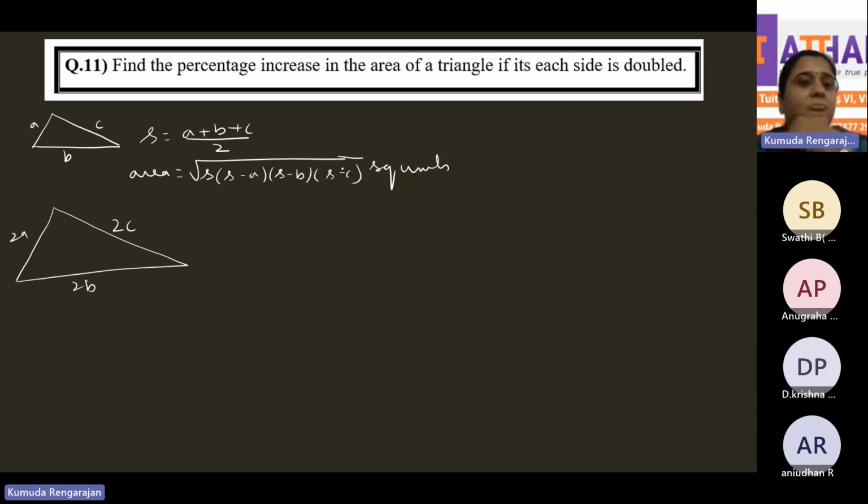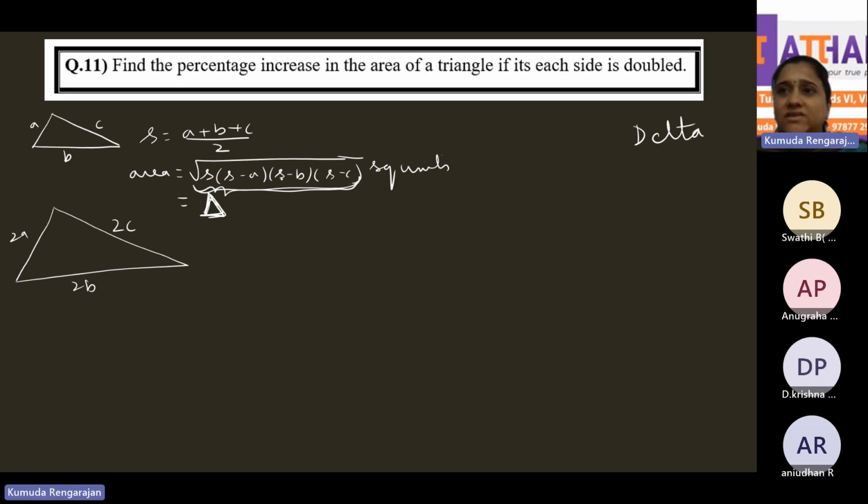Usually area means you'll get a number as the answer, like 200 centimeters square. Now this area itself is an expression, root of s into s minus a and so on. So we'll just assume this whole thing to be some symbol. Normally we say delta, D-E-L-T-A, a Greek letter. Here you have an expression, so we'll assume that this whole thing is represented by delta.